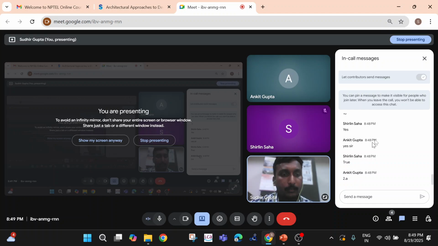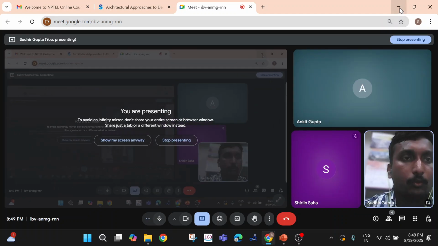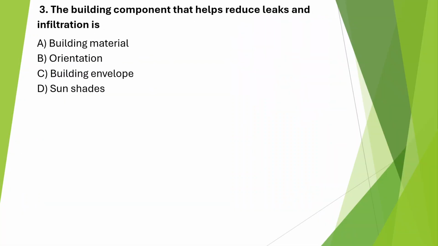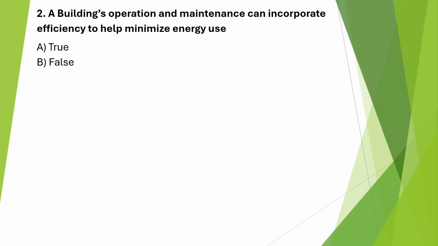So 2A is opted by both of you. Both of you are correct here, and option A is the correct answer. It says that efficient operation and management practices, such as proper scheduling of equipment, regular HVAC system servicing, and monitoring energy use, can help in reducing waste and improve energy performance. So let's move to the third question then.